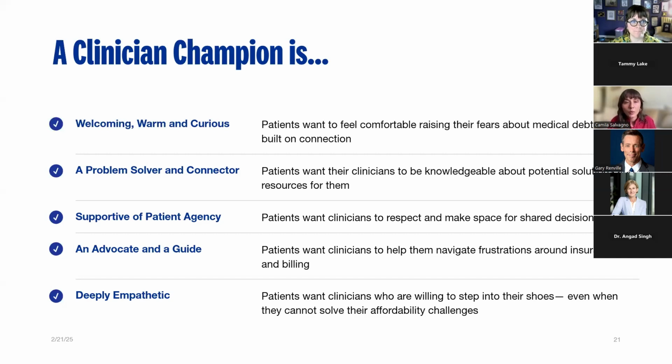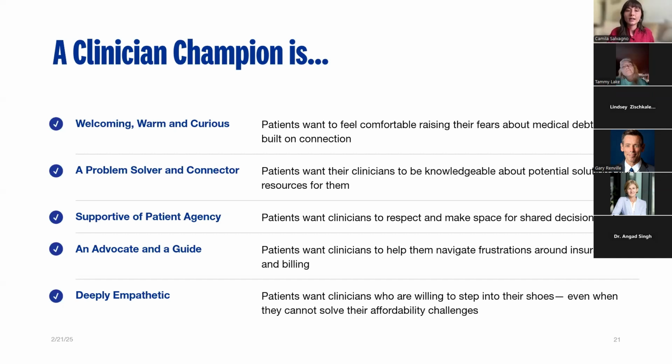Before Tammy and I get to talking, I invite everyone to look over the top themes, highlighting what patients see in their clinician champions. So, as Lindsay mentioned, there's an understanding that changing the healthcare system will require a collective effort. Yet, here are examples of small ways clinicians and doctors can show up for their patients and encourage them to receive care, even when struggling with affordability or medical debt. So, I'll give everyone a chance to go through this list.